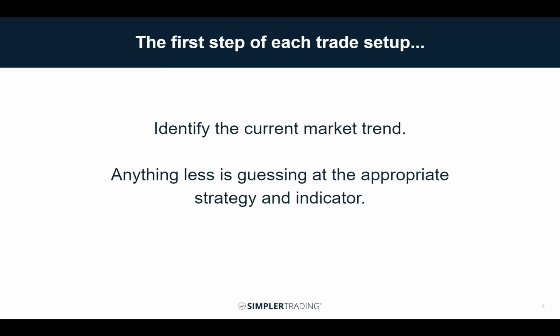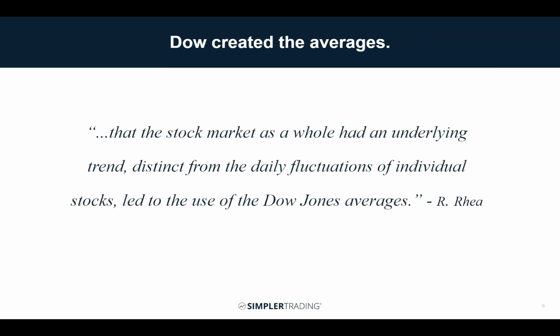Anything less than using some sort of tool in order to understand, as Charles Dow would talk about, those basic movements and those basic phases, you're guessing at not only the strategy, gang, but you're guessing at what indicator you should use. I think a lot of folks don't think about certain indicators being associated with certain types of market trends. So if you start with the underlying market trend, you have a much higher chance of finding the right strategy and the right indicator for your trade, for your setup.